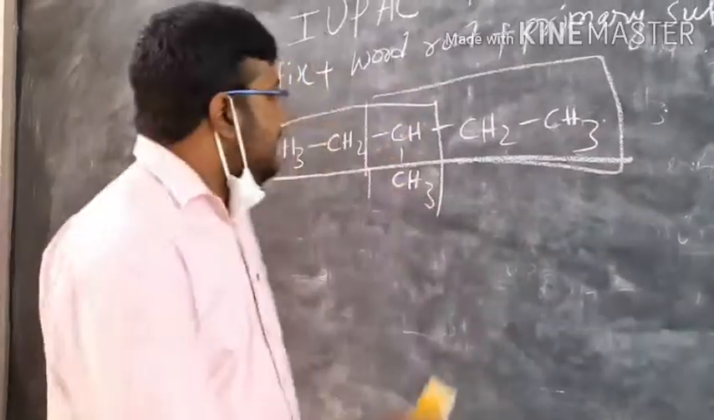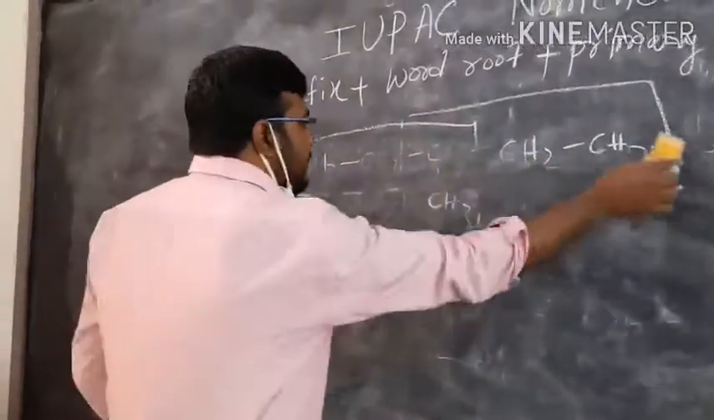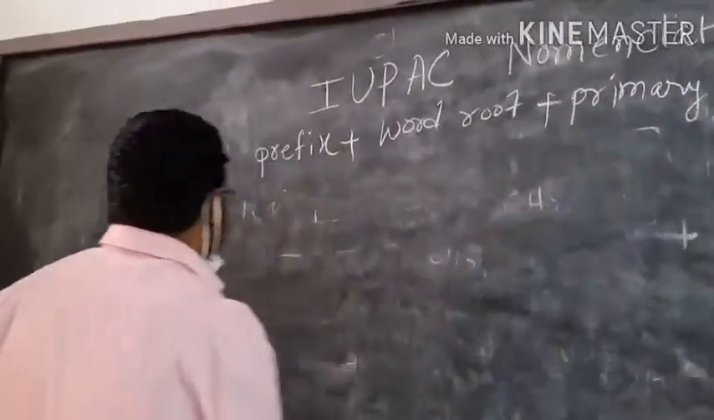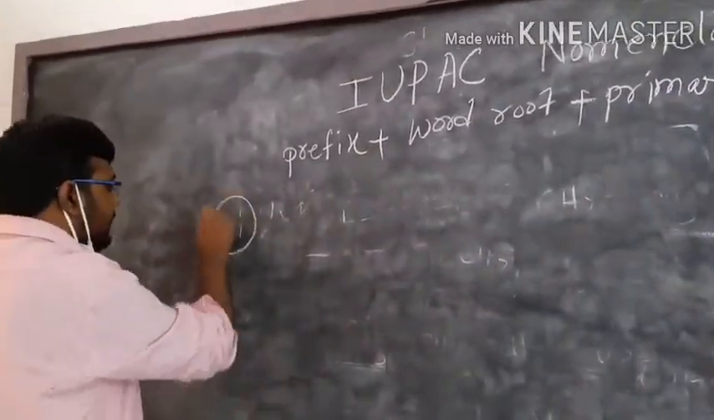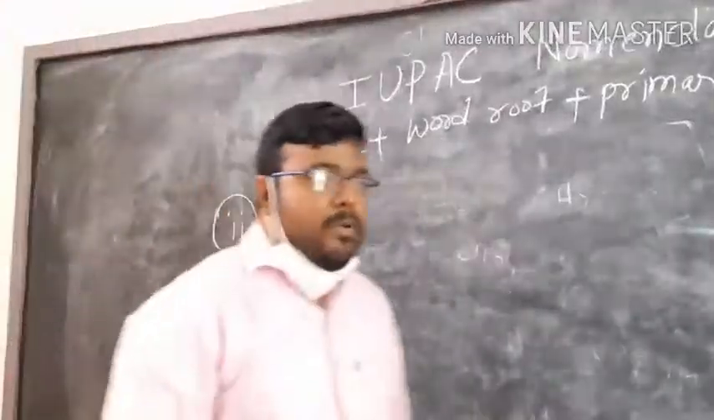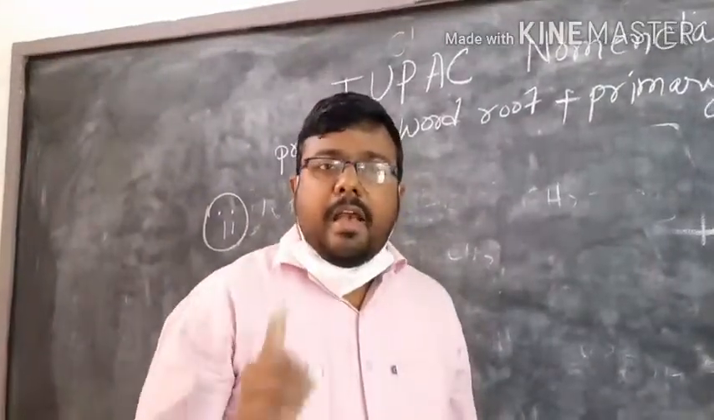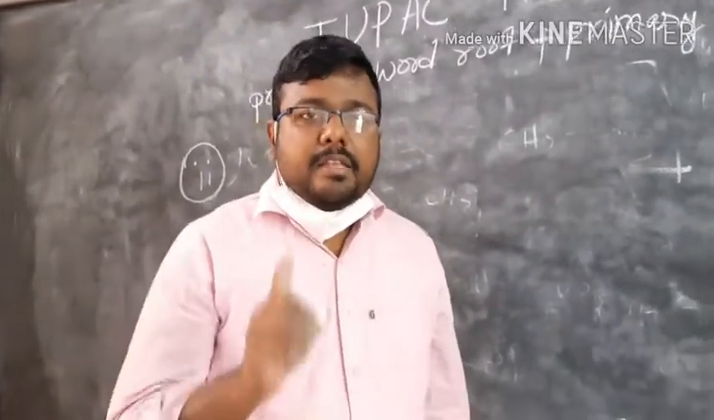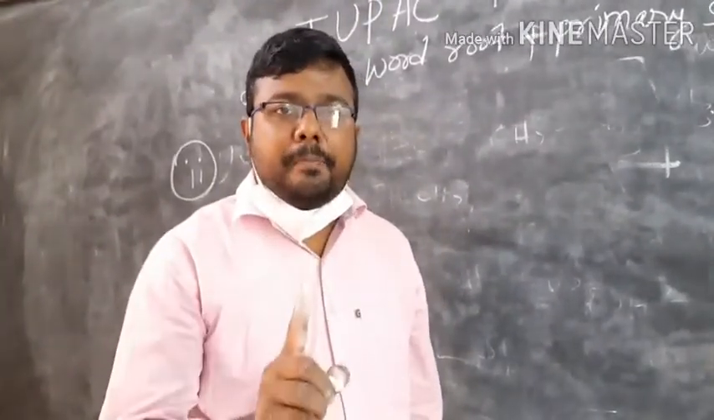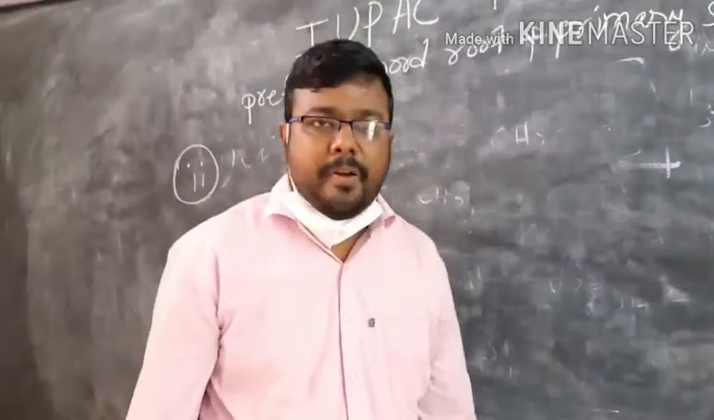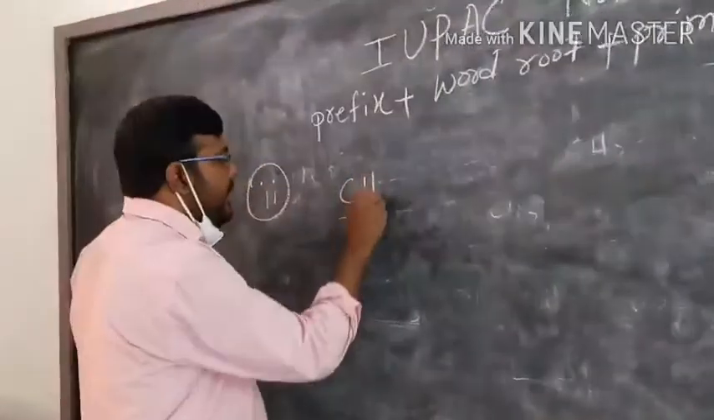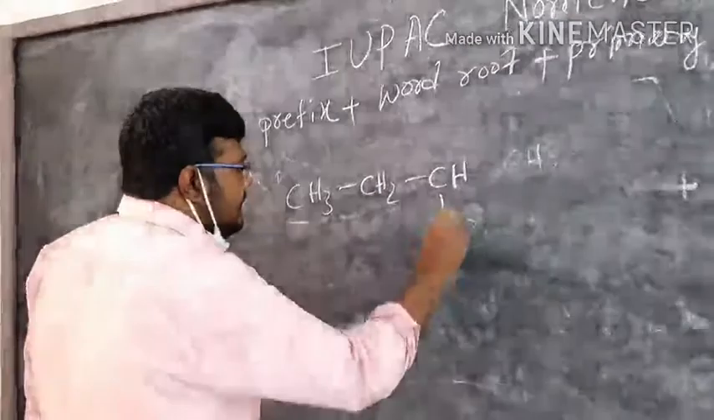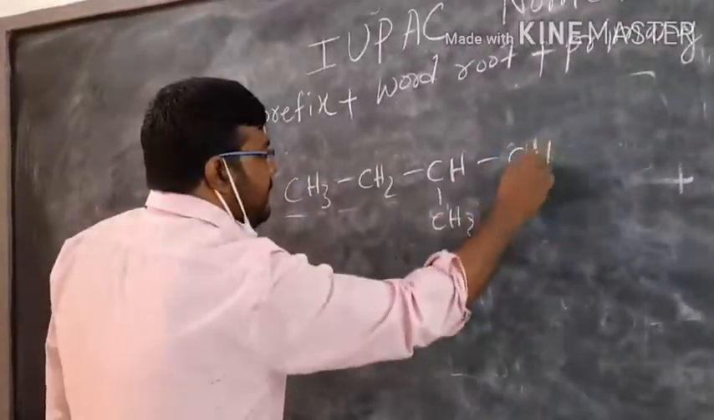Okay, so after selecting the longest parent chain, the next rule says that you have to number the carbon chain, and numbering should be done in such a way that the substituents, if any are present in the parent chain, should get the lowest possible number. Let us take an example here. CH3, CH2, CH, CH3, CH3.